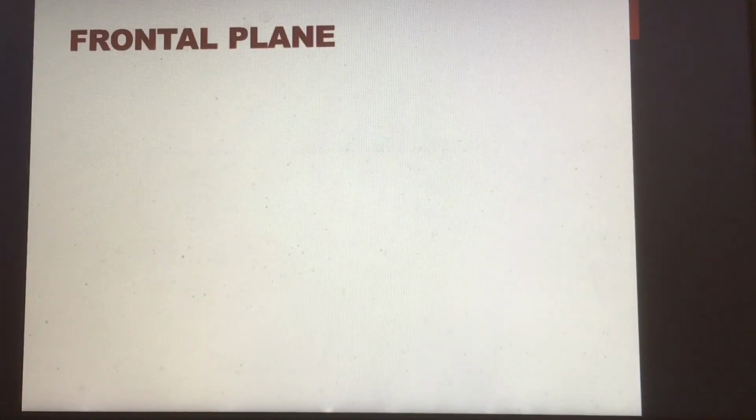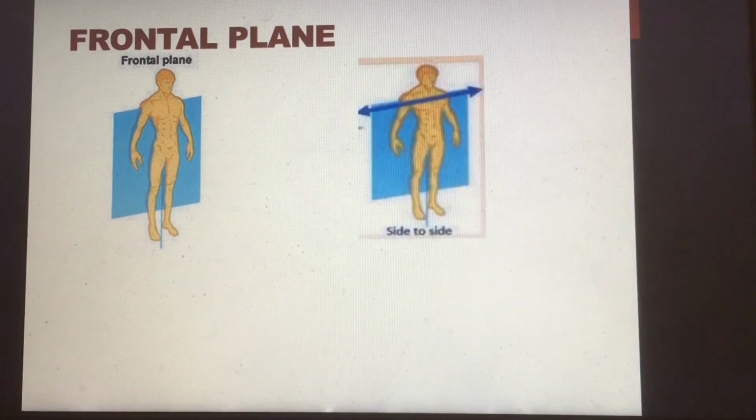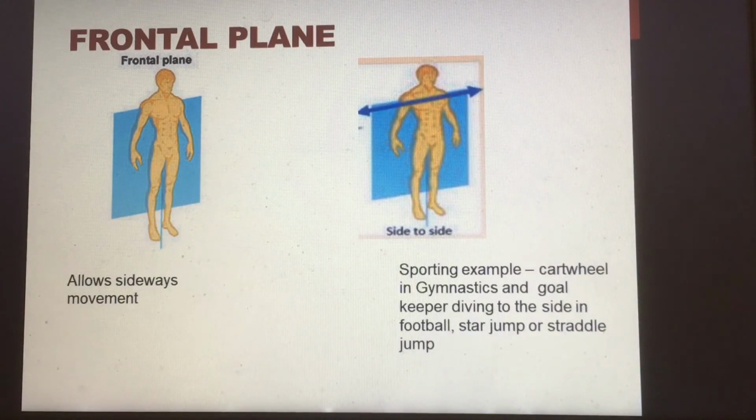And the last plane we're going to look at is called the frontal plane. Now the frontal plane divides the front of your body and the back of your body, and this allows sideways movement. So it allows movement to the side and either side. Okay. So in sport, a cartwheel is a really good example because you go sideways along that frontal plane. Okay, imagine a pathway or a corridor you can go along where you can only go sideways along that corridor.